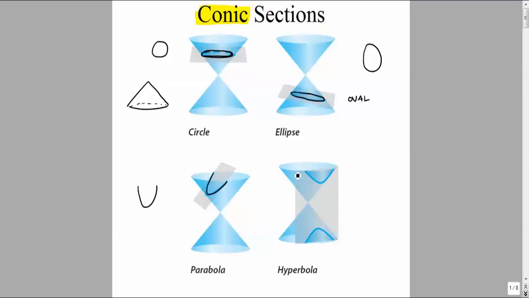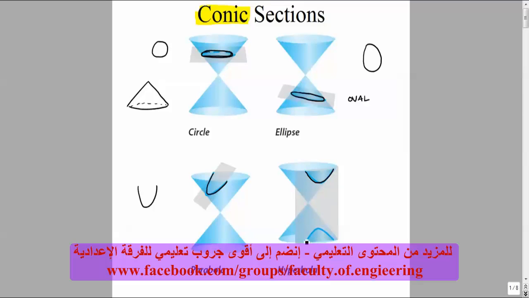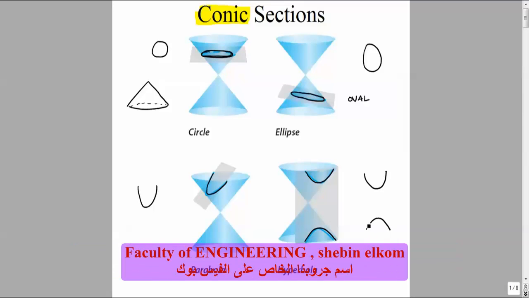And when the plane cuts through and it is parallel with the vertical axis of the two cones, that gives you what we call a hyperbola, which is a sort of a double figure here where it looks like this. These are the four conic sections.